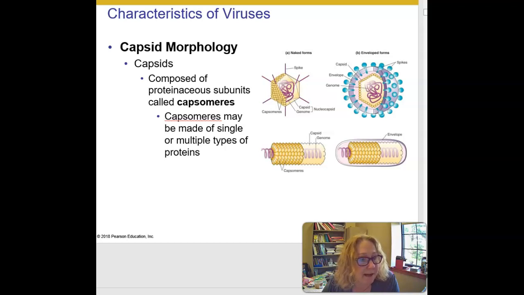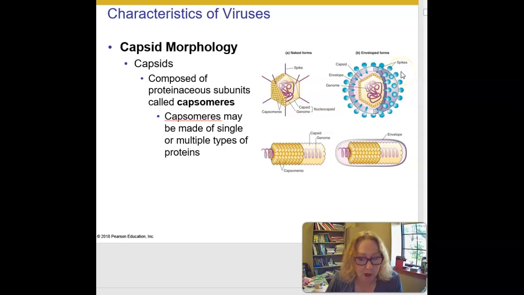Okay, let's talk about that capsid. So again, these are the spike projections that you sometimes see. This is the capsid. Sometimes it's enclosed in an envelope, right? So the capsid is this part. Sometimes it's enclosed in an envelope. Sometimes that envelope has spikes on it.